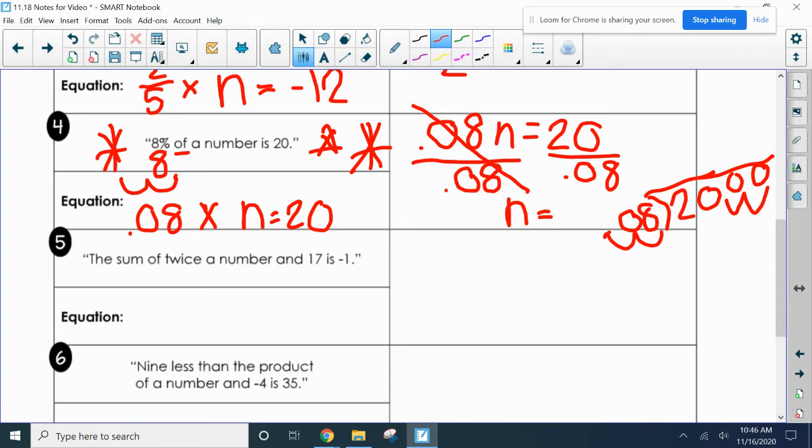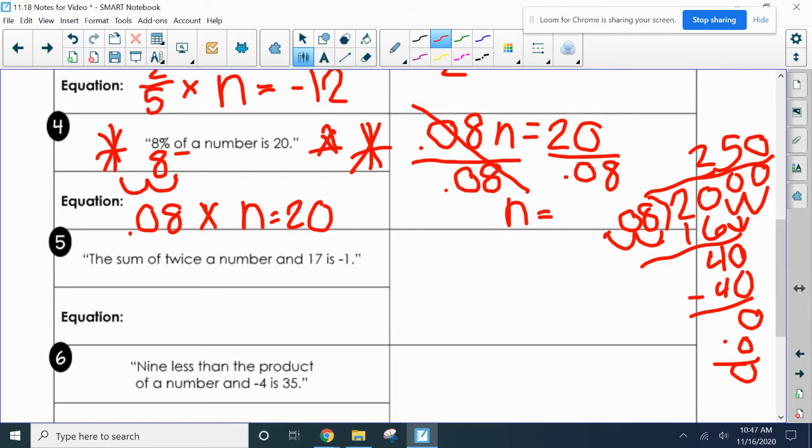I know 8 goes into 20 twice, which is 16. 20 minus 16 is 4. Bring down one of those zeros. 8 goes into 40 5 times. 40 minus 40 is 0. 8 goes into 0 zero times, and 0 minus 0 is 0. So n is equal to 250.